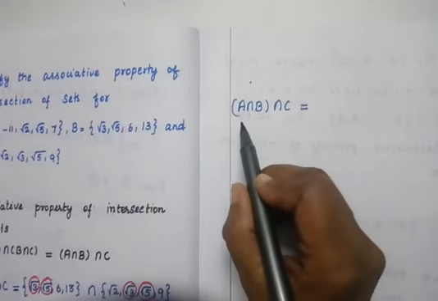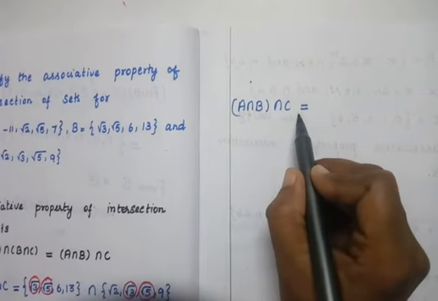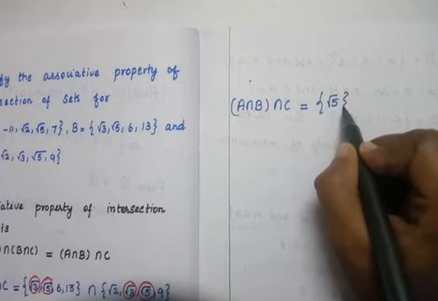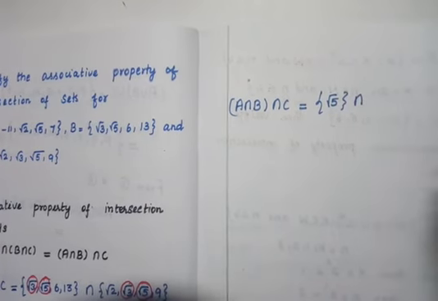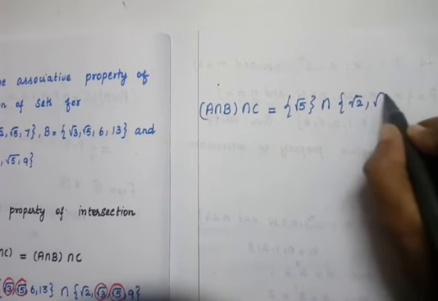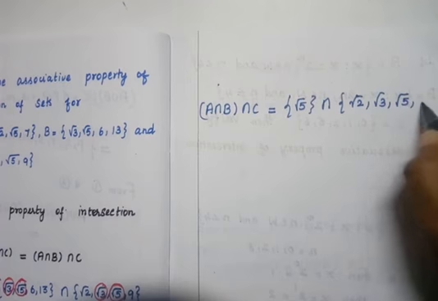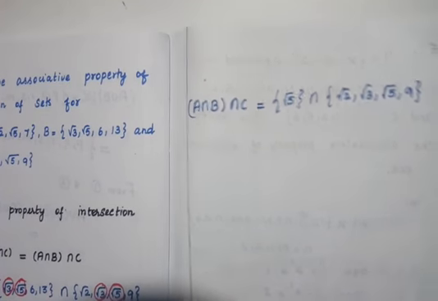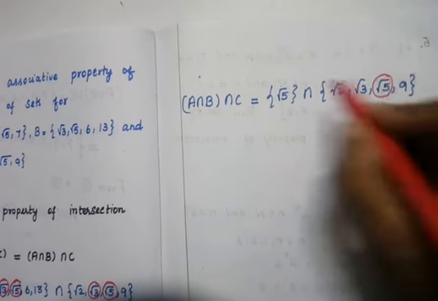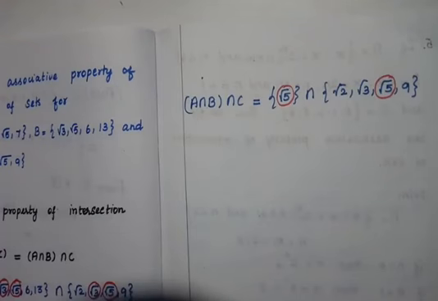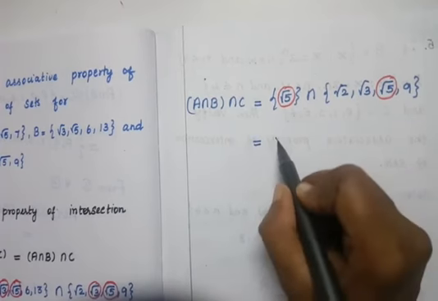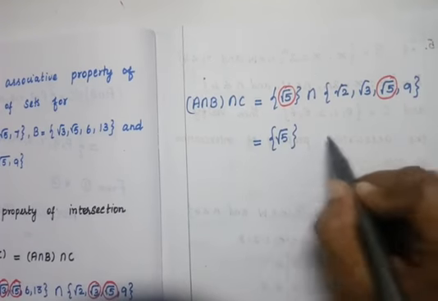Next find out (A intersection B) intersection C. What is A intersection B? Equal to root 5, intersection, write the C set. C set is {√2, √3, √5, 9}. Here find the common element. Here root 5 is the common. So (A intersection B) intersection C equal to root 5. This is equation number 2.